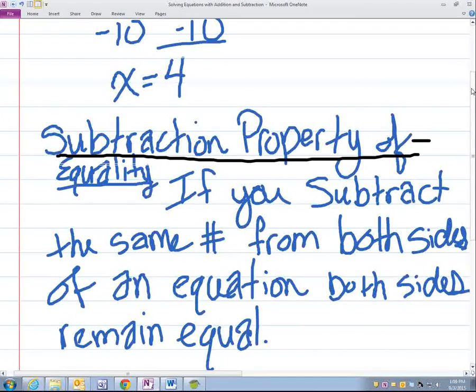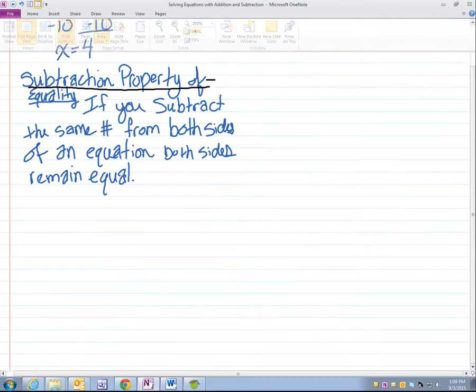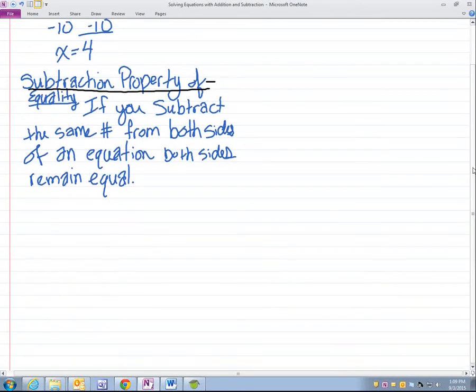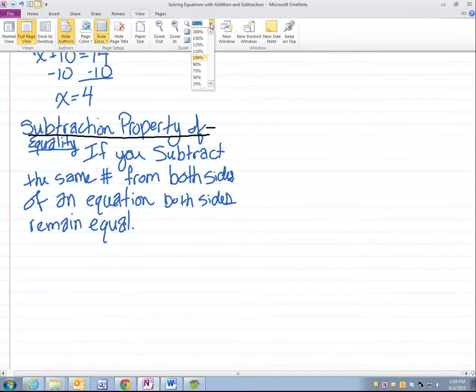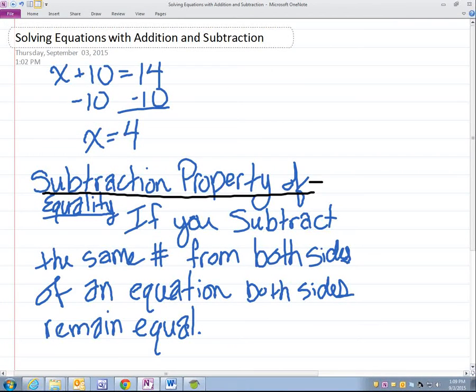Let's zoom out a bit. I'll go to 150. There. So what we did on top, do you agree that we subtracted the same number from both sides of the equation? Because x plus 10 equals 14. And we did the same thing to both sides. We did minus 10 to one. We did minus 10 to another.